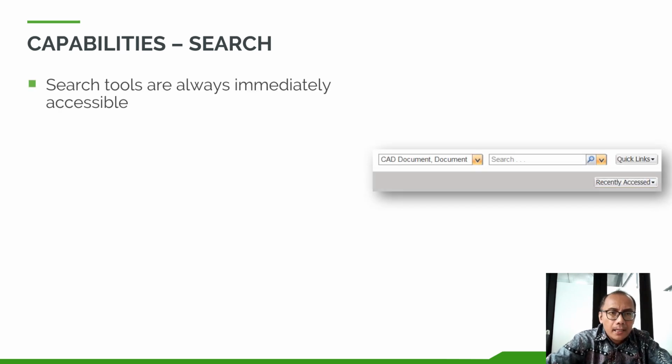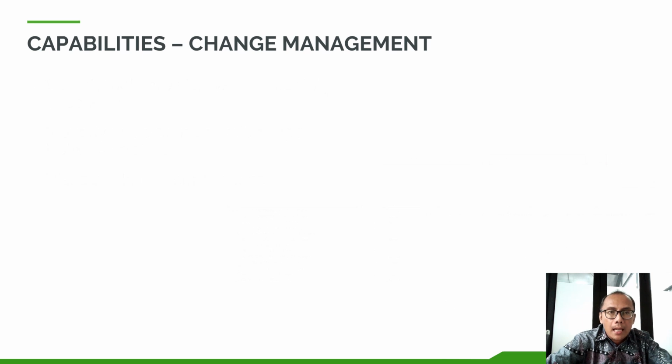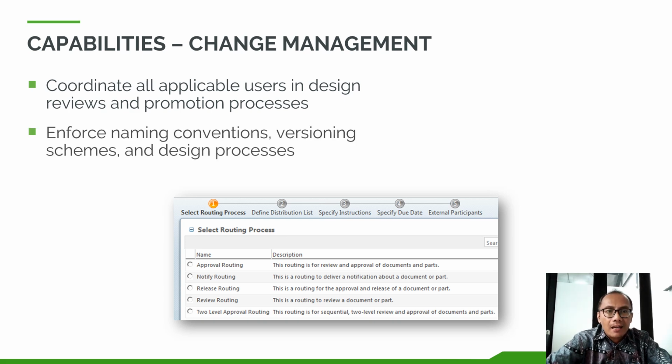And then Windchill has search capabilities. Search tools are always immediately accessible. Then you can visually understand relationships between objects, and visually identify components. And the other capability of Windchill is change management. It means Windchill can coordinate all applicable users in the design review and promotion processes, and can enforce naming conventions, versioning schemes, and design processes.